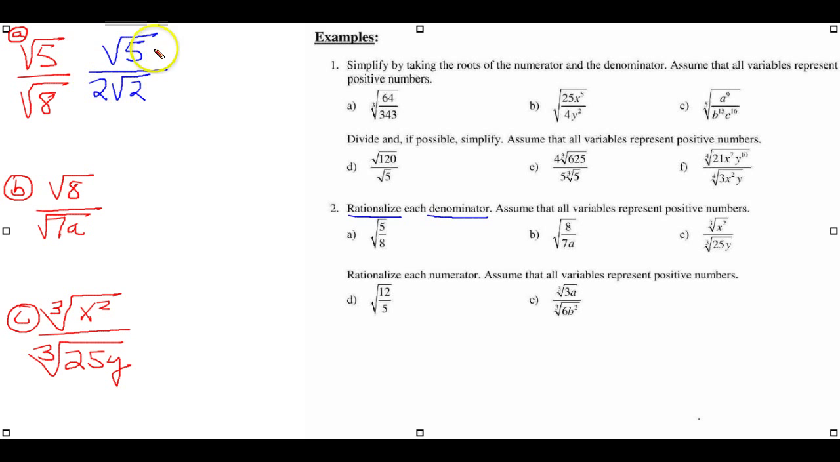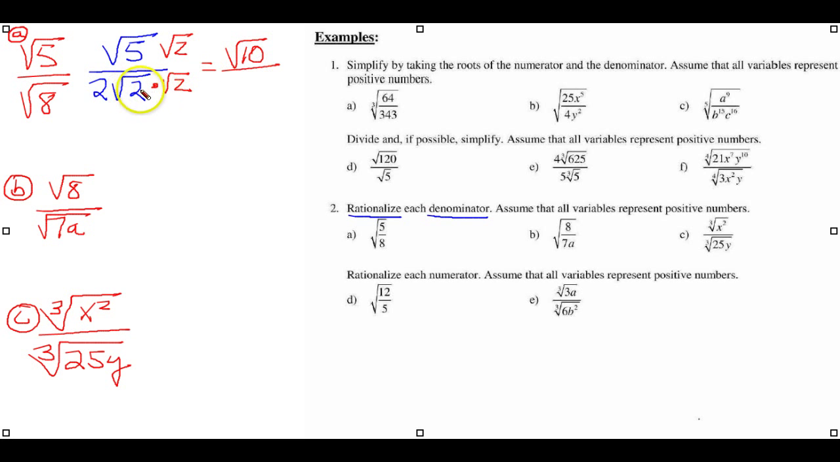So to rationalize our denominator, we have to then pick a number or a radical that will make this rational. It will be the square root of 2. But if you do the bottom, you must do the top. Remember, the square root of 2 over the square root of 2 is a 1. We are allowed to multiply anything by 1. So this then becomes the square root of 10.